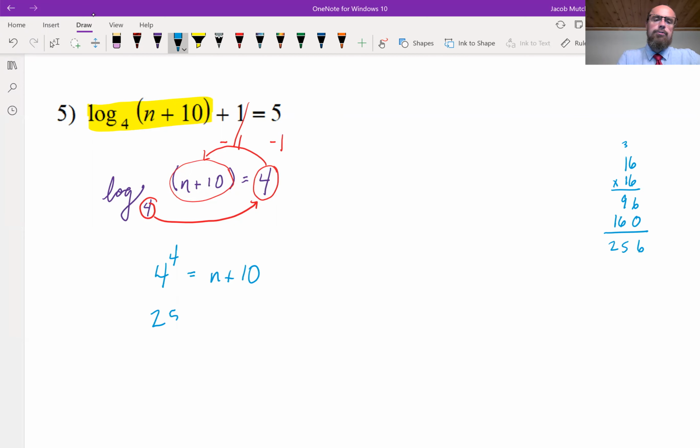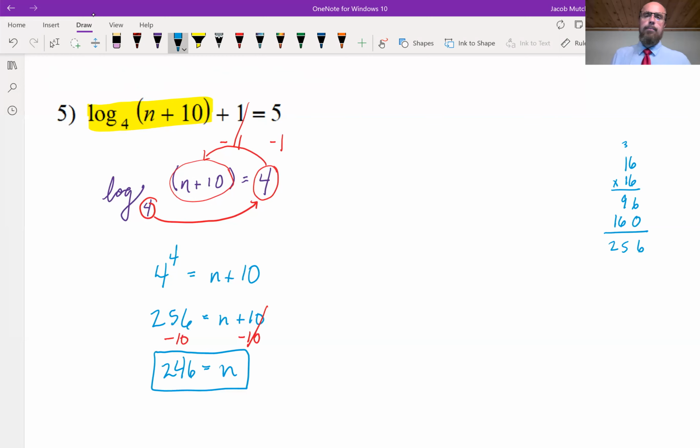So here we've got 256 equals n plus 10. And we're just one step away from a solution. All we've got to do here is subtract 10 from the right and from the left to get our solution, n equals 246. So with our first example, we had 2 logarithms. With this example, we had just 1 logarithm.